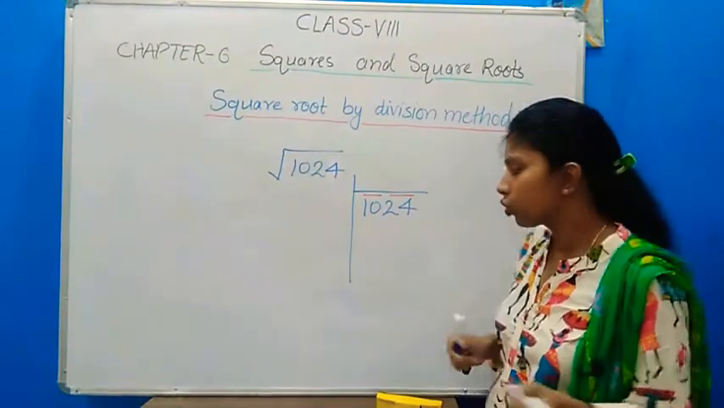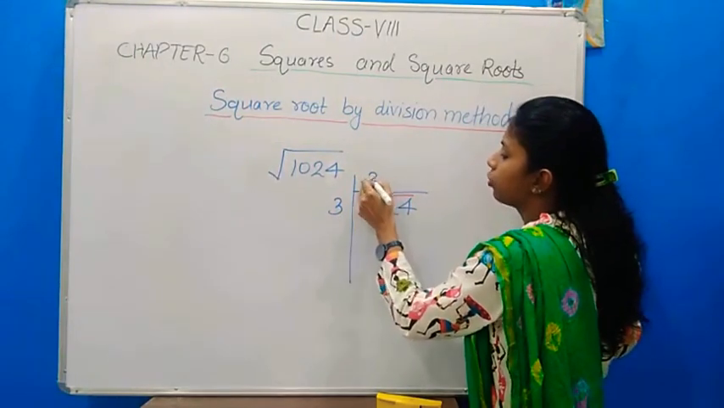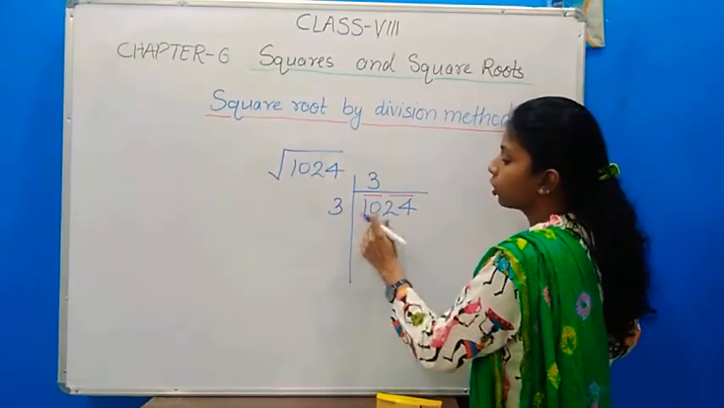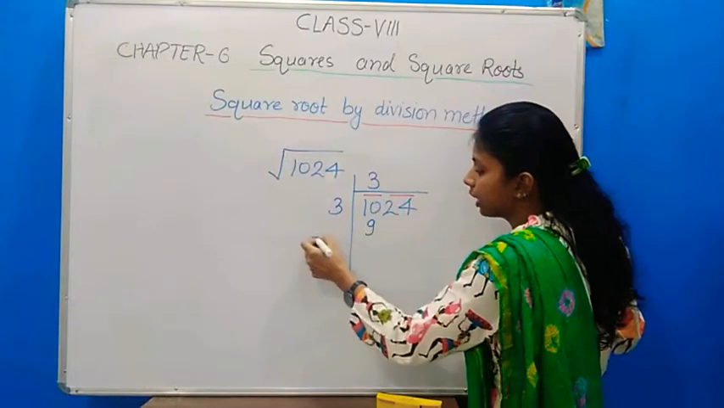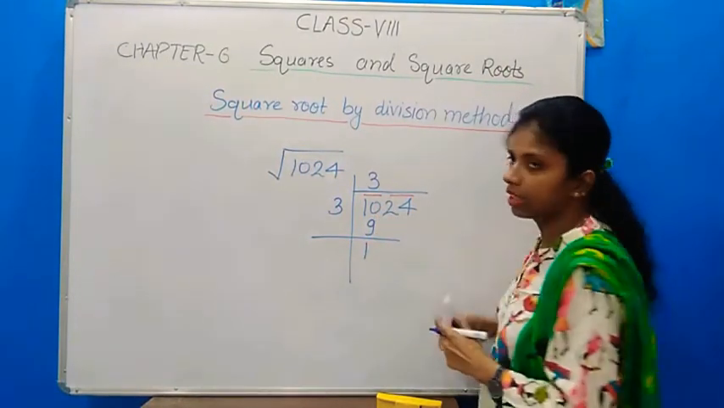So what number are we going to take here? It is 3. If we take 3 here, then we have to write 3 here also. Now 3 3s are 9. So here we take 9. 10 minus 9 is what? The remainder is 1.